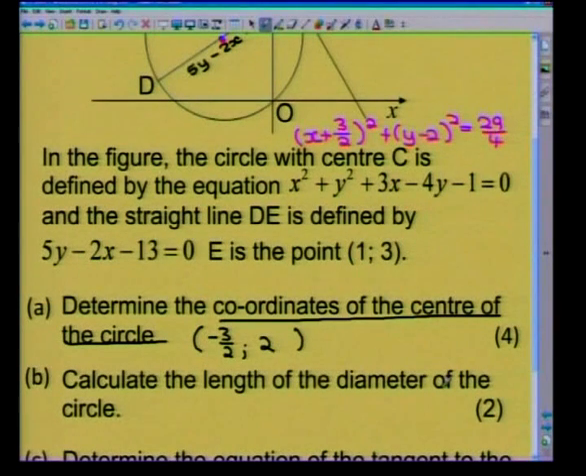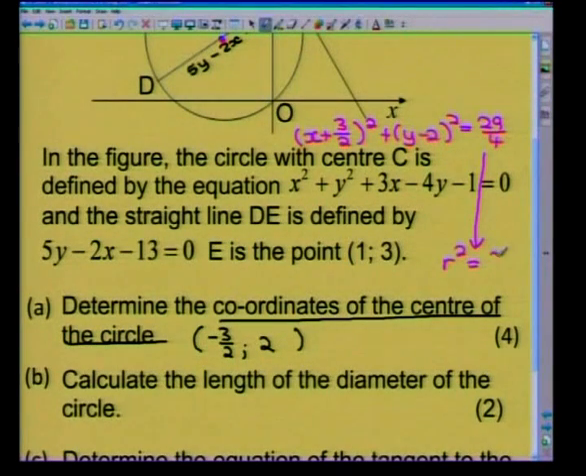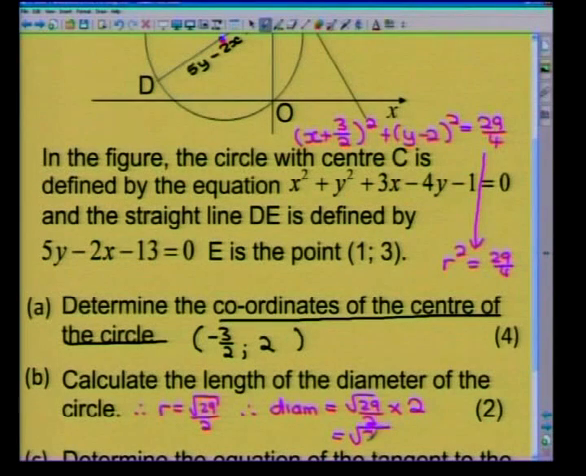Right, now the next question says to me, calculate the length of the diameter of the circle. Now, I'm sure you remember from the previous question, the diameter is twice the radius. Do we know the radius? Yes, we do. We've just completed the square, and we know from completing the square that this thing over here is the radius squared. So therefore, the radius would equal the square root of that. So it would be the root of 29 over 2. And therefore, the diameter would be root 29 over 2 times 2, in other words, root 29.